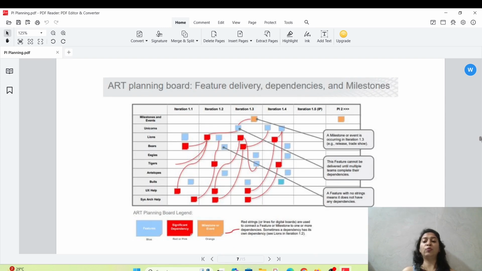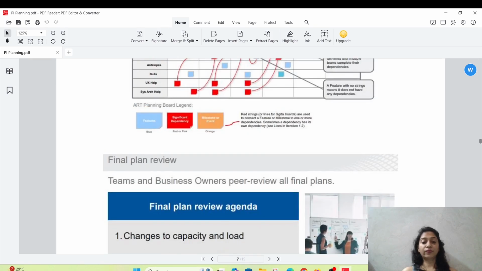This is the ART planning board. You can see on the screen the feature delivery, dependencies, and milestones. Iterations are there, and other milestones are there, on the left-hand side and the top. We are doing the ART planning on this board. You can see many things in blue, red, and orange, and we can do adjustments as per our needs.